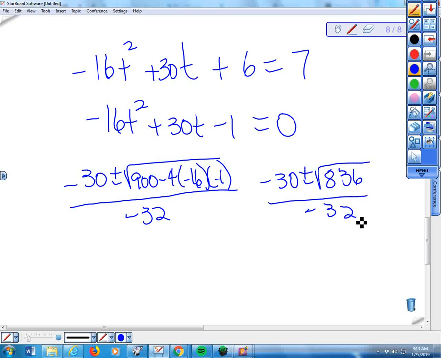So I'm just going to calculate this. Negative 30 plus the square root of 836 divided by negative 32 is positive 0.03 seconds. The other one I have is negative 30 minus the square root of 836 divided by negative 32, which is 1.84.